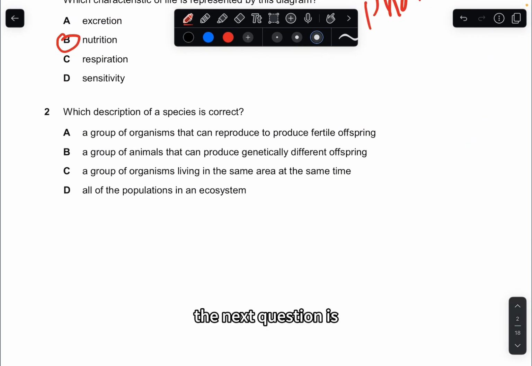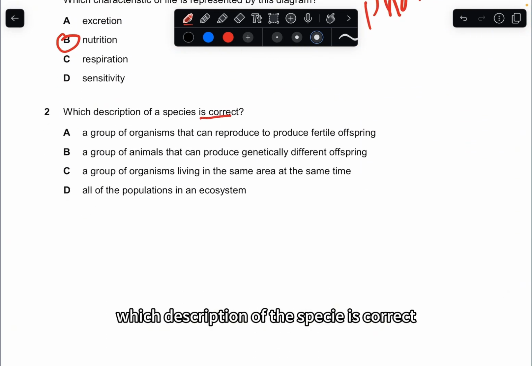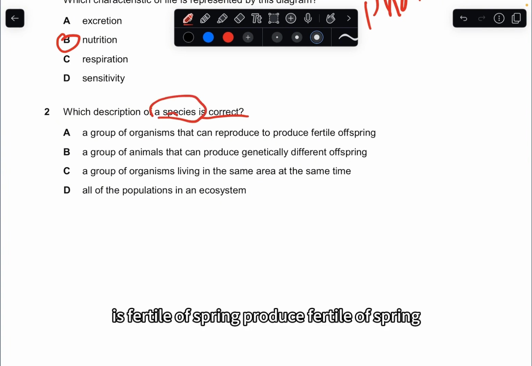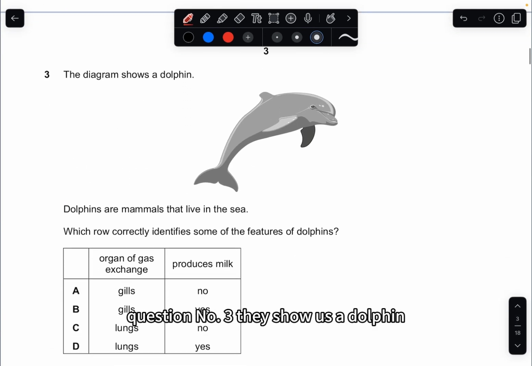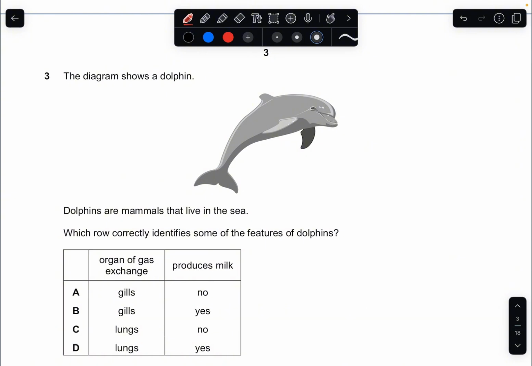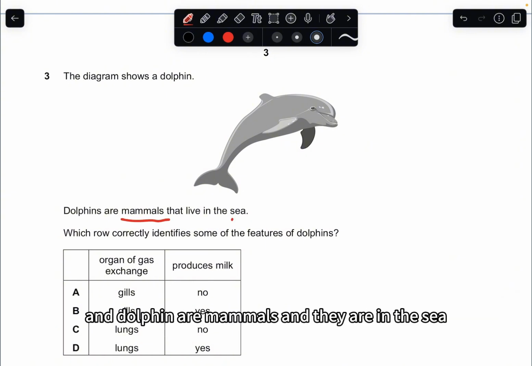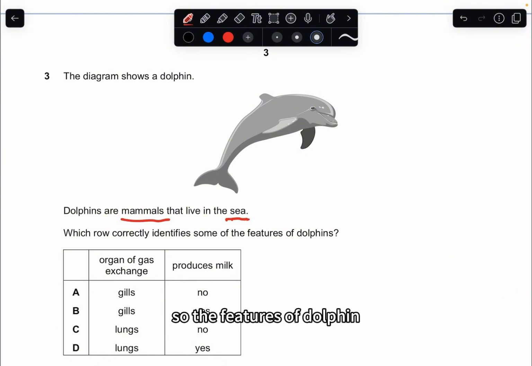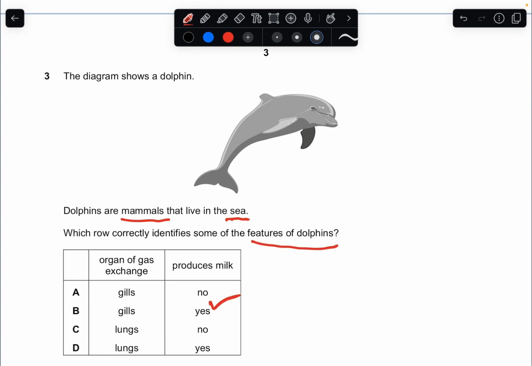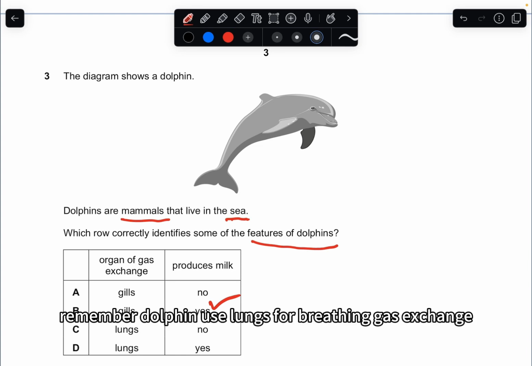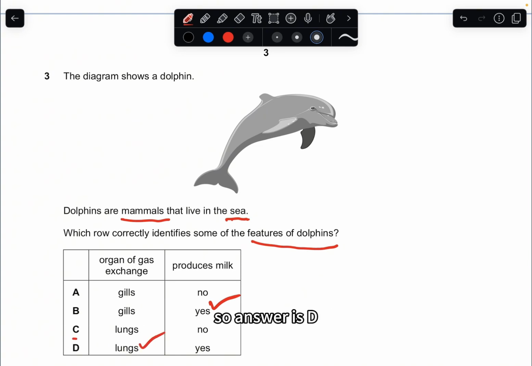The next question is which description of the species is correct. So species is fertile offspring, produce fertile offspring. So answer is A. Question number 3, they show us a dolphin, and dolphins are mammals and they are in the sea. So the features of dolphin, because it's a mammal, they produce milk, and remember dolphin use lungs for breathing, gas exchange. So answer is D.